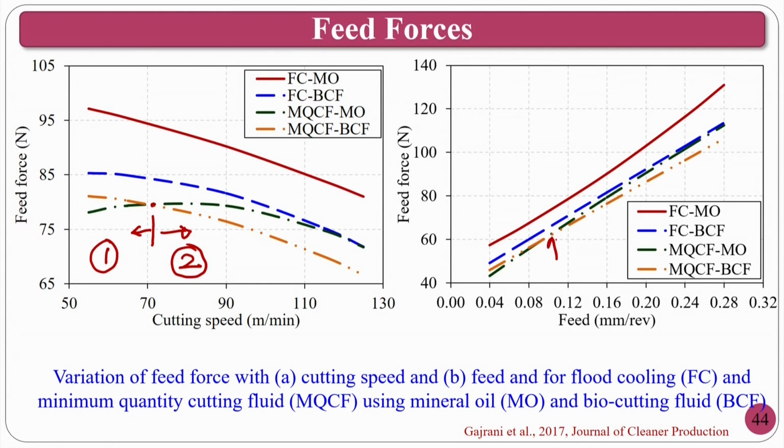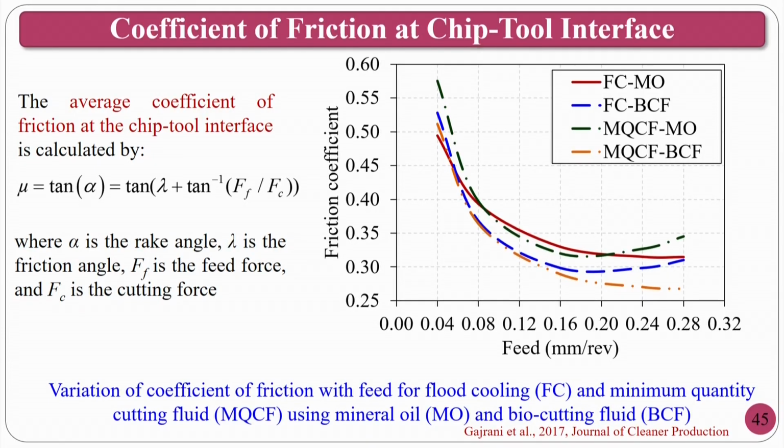The same thing you can also see here, the crossover is there. So same attributes here also. That means biocutting fluid has better cooling properties, whereas mineral oil has better lubricating properties at different speeds. Coefficient of friction is also calculated from the equation tan alpha equal to tan lambda plus tan inverse frictional force by the cutting force and all those things.